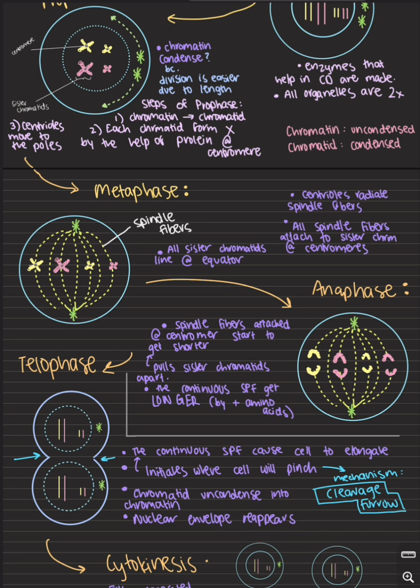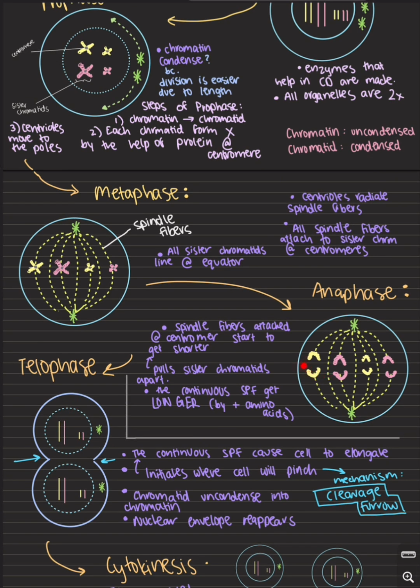Anyways, so the last step of the mitosis part is the step called telophase. And in telophase, we see that these continuous spindle fibers caused the cell to elongate. And that's where it initiates this pinching mechanism, which is referred to as cleavage furrow. And we also see how our chromatids decondensed, they uncondensed and created chromatin. So the cell in anaphase kind of split in half, and then these uncondensed. And then we also saw the reappearing of the nuclear envelope.